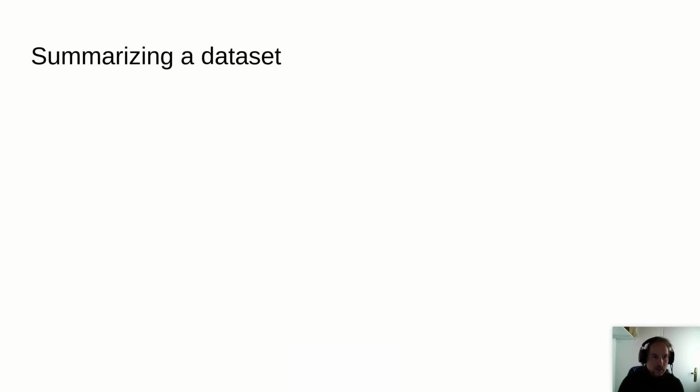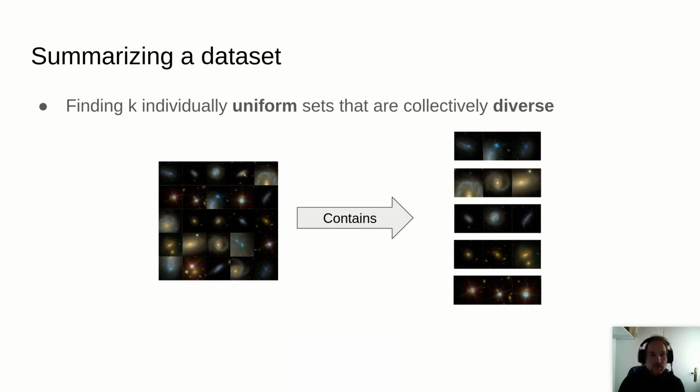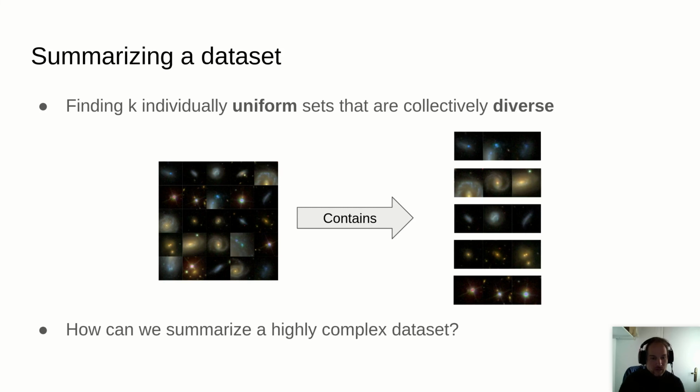So it's generally understood that summarizing a dataset means finding k individually uniform sets that are collectively diverse. The question we try to answer in this work is how can we summarize a highly complex dataset? Like in this example, how could we summarize it if there were tens or hundreds of different types of galaxies in this dataset?